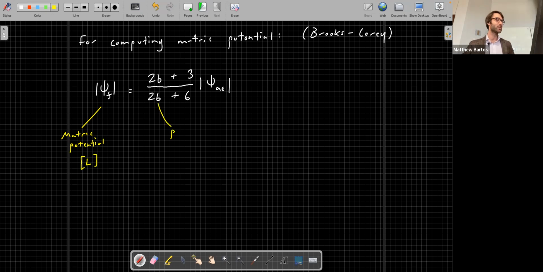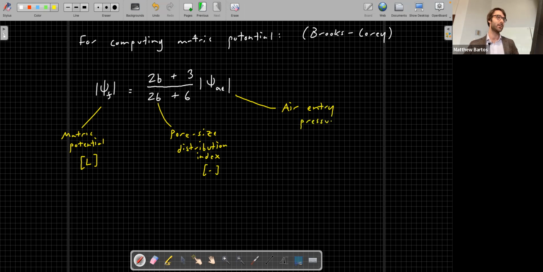B is the pore size distribution index. This is unitless. And this is essentially a measure of how heterogeneous the pore size distribution is in the soil. And this psi AE, this is the air entry pressure.